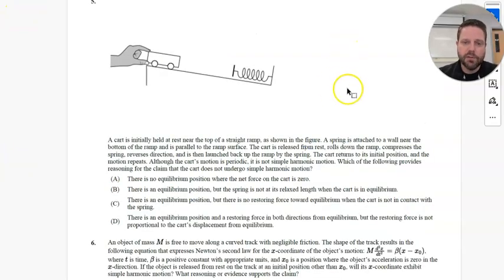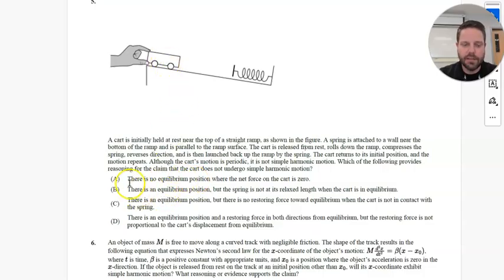Let's take a look at a quick multiple choice example. In this case, I'll paraphrase the text. It's going to have a cart that's going to be released, it's going to fall down, and it's going to bounce back up off this spring. And it says, although the cart's motion is periodic, meaning it's oscillating, it's not simple harmonic motion. And which of the following is the justification for this claim?